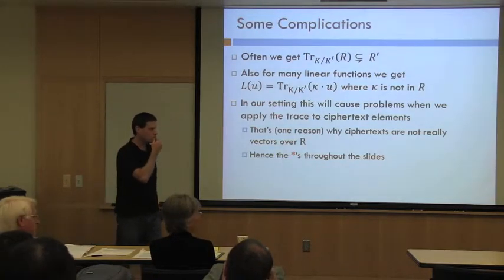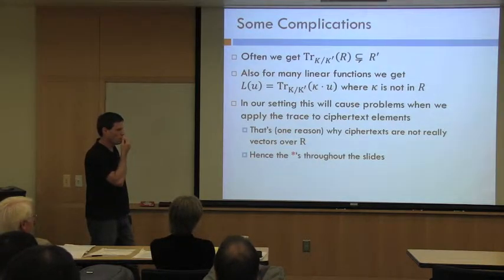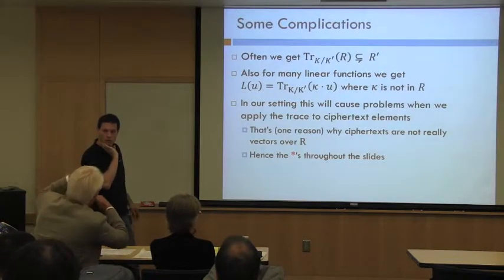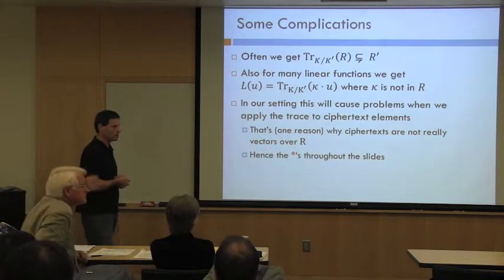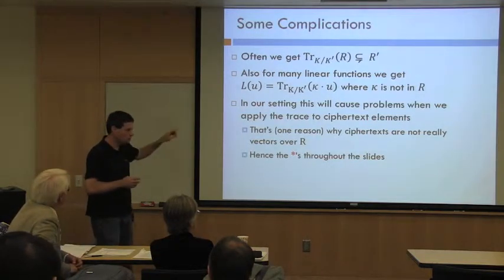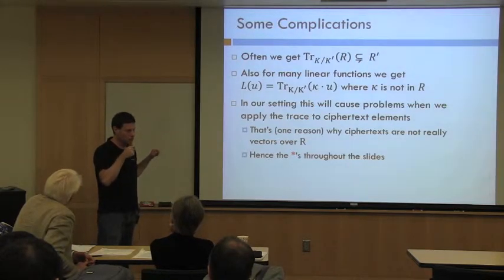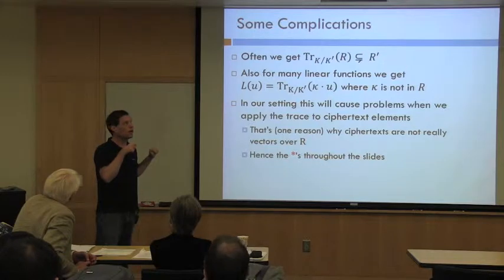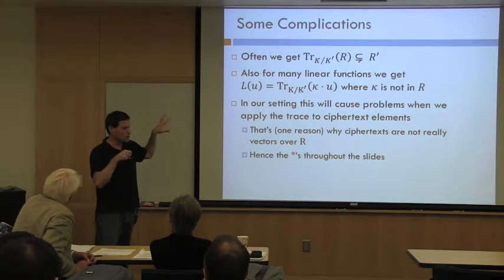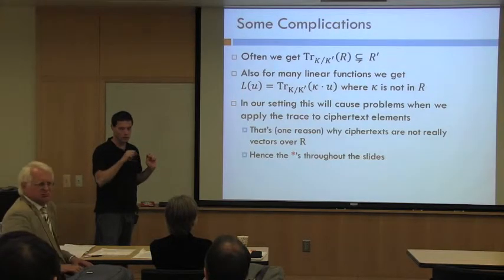So R prime is a subset of R. So if you take an element of R prime and take its trace, then you would get the same element back. Oh, that's why it may not be a subset. It's not always an integer scalar. It's not always R prime times an integer. It's always R prime times something, but it's not always an integer.